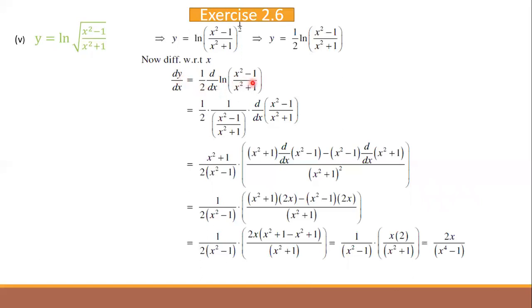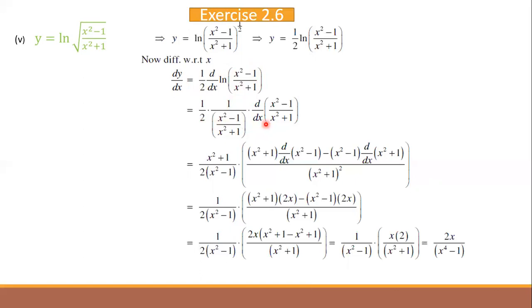Now, applying differentiation on both sides, dy by dx is equal to 1 by 2 d by dx of natural log of x square minus 1 over x square plus 1. Here the inside function is x square minus 1 over x square plus 1. The derivative of natural log of x is 1 by x, so x square plus 1 goes to the numerator, and the other term is x square minus 1.